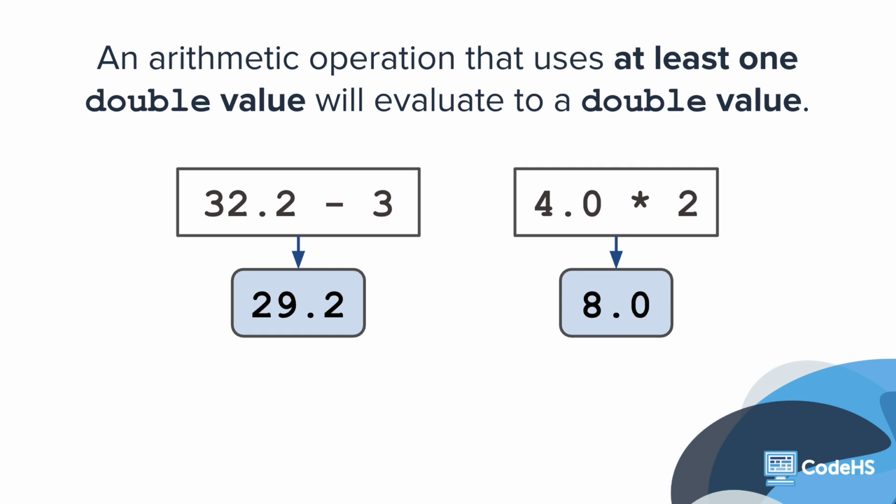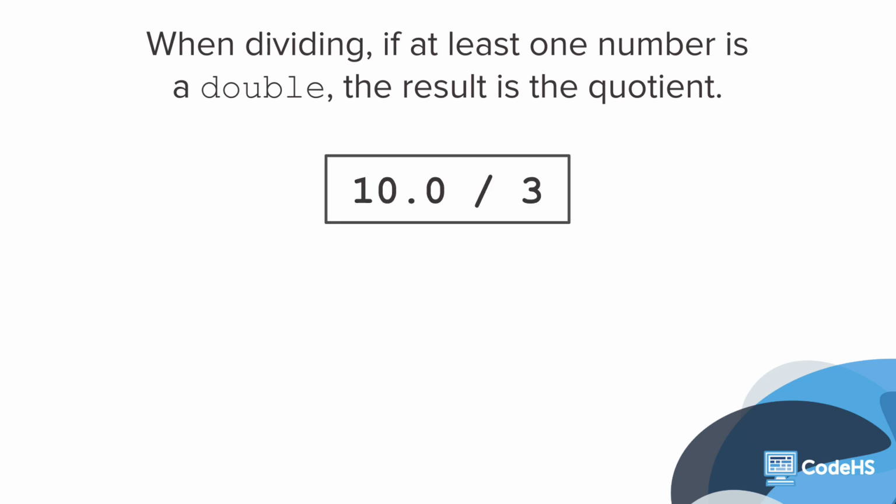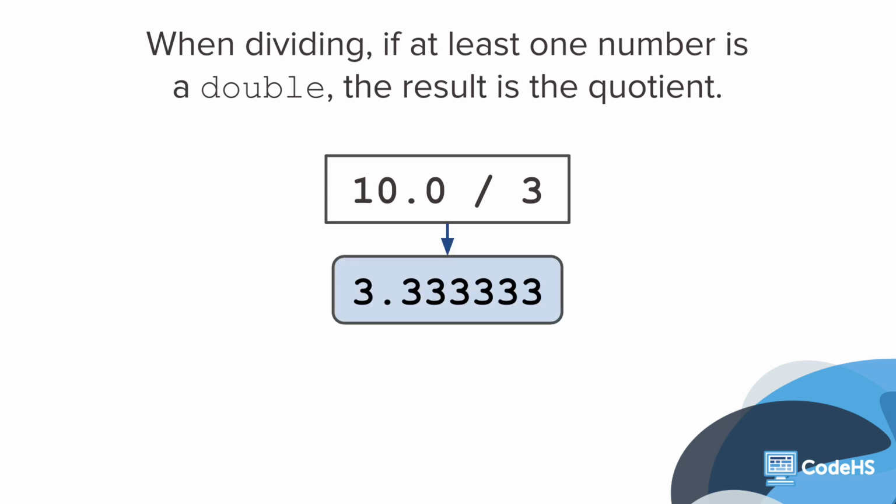With this in mind, division works differently for doubles than ints. When dividing, if at least one number is a double, the result is the quotient. Another way to think about this is that when you divide with at least one double, the result is what you would expect it to be, the full result including the decimal. So going back to the 10 divided by 3 example, if you make one of the values a double, then the expression will evaluate to the entire quotient, including the decimal, 3.3 repeating.